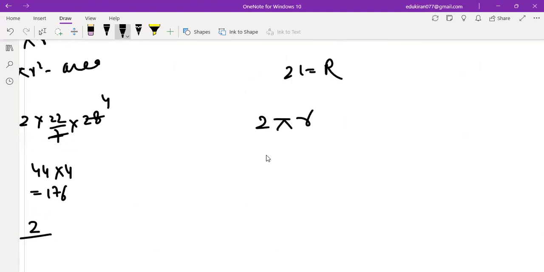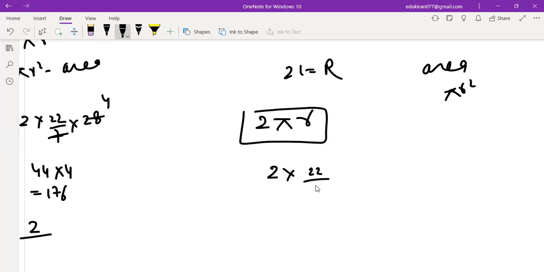Ma'am, we have to find the circumference, right? Yes. Circumference formula is 2 pi r and area formula is pi r square. Clear? So 2 multiplied by 22 by 7 multiplied by 21, right? So 7 3s are 21. So 44. So it's basically 1386.